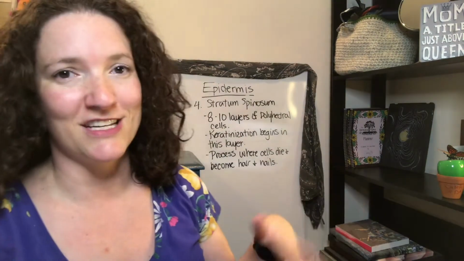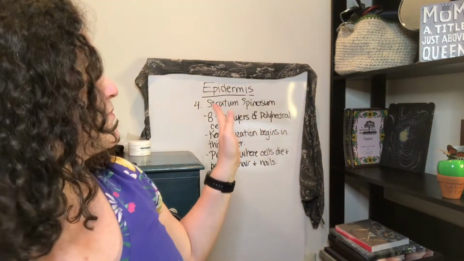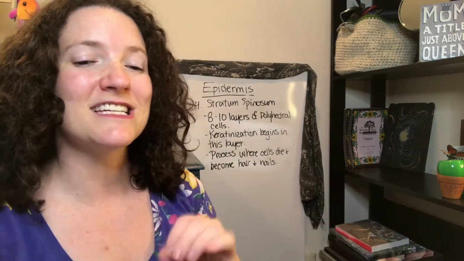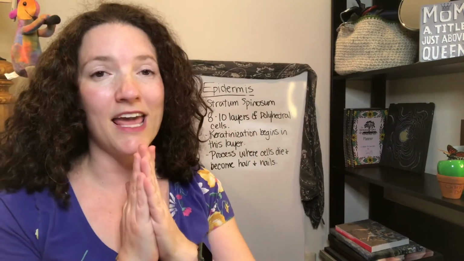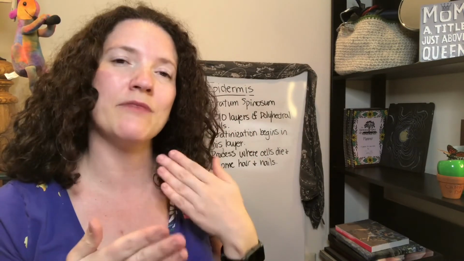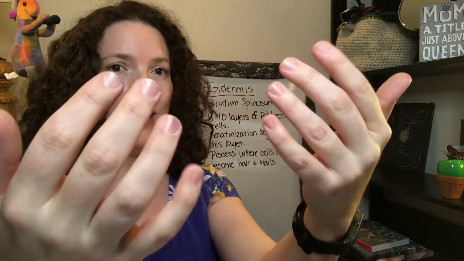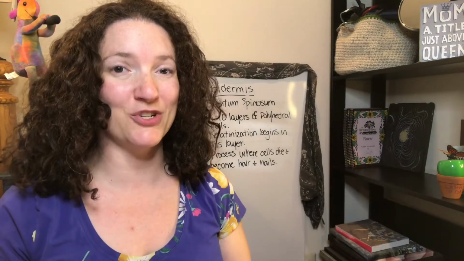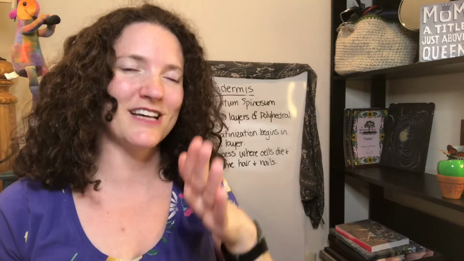Keratinization, however you want to pronounce that, begins in this layer and is the process where cells die and harden and become hair and nails. It's pretty interesting to me. This happens within the skin and pushes cells upward, and that's what you have in your fingernails and in your hair.